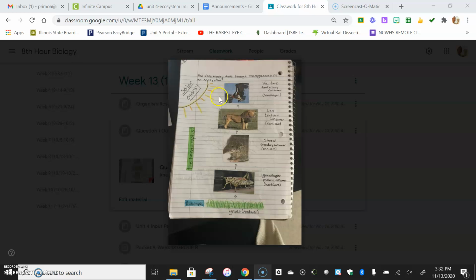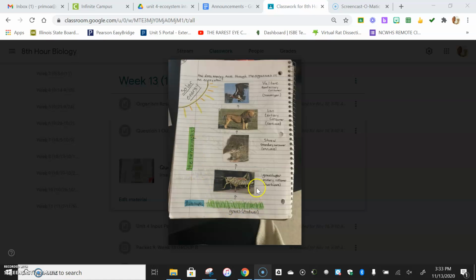Everything else, so the vulture, lion, shrew, and grasshopper, these would all be examples of heterotrophs. These have to get energy from others. Now there's different types of heterotrophs that we learned about, the carnivore, herbivore, omnivore, scavenger, and decomposer/detritivore. So this output page is to go over different types of heterotrophs.